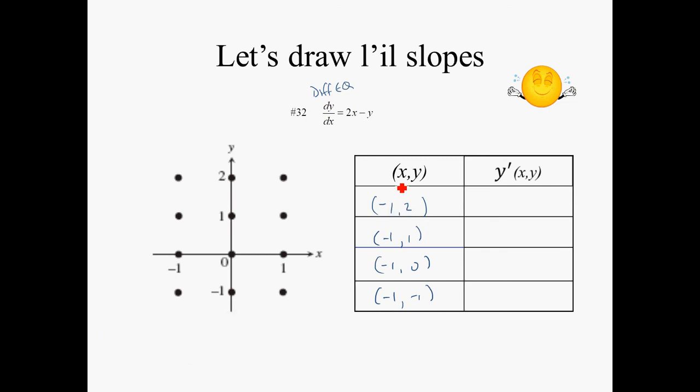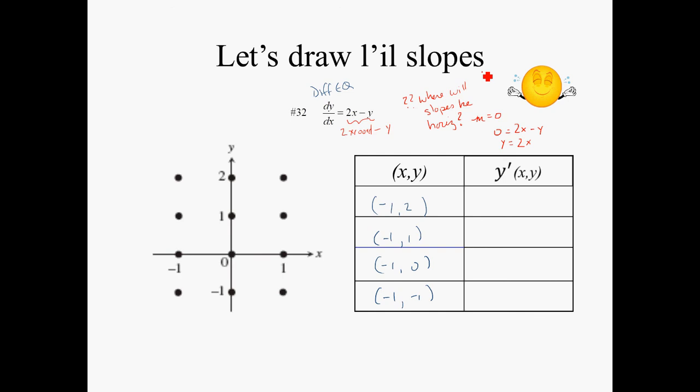Notice every slope at each point is 2 times the x-coordinate minus the y-coordinate. A question I might ask myself before I even start: where will the slopes be horizontal? Where the slope is equal to 0. So where is 2x minus y equal to 0? Every time y is equal to twice the x-coordinate. Can you see where that might happen?